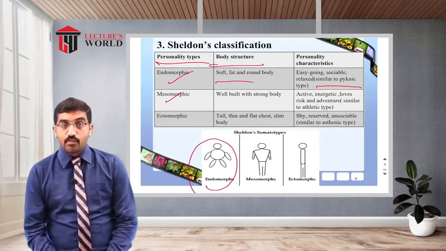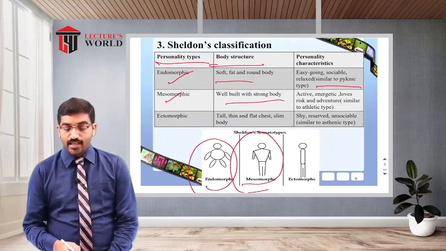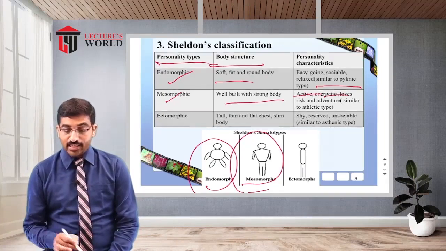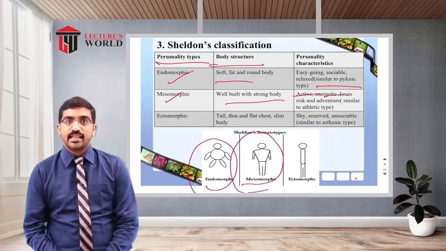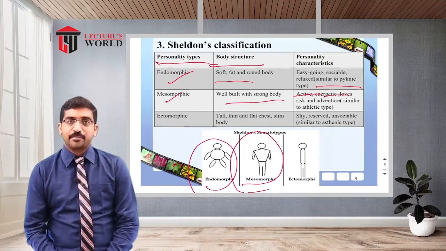Mesomorphic. Mesomorphic means like an athletic body. They have a very strong body and they are very active, energetic. They love the risk. They love taking risks, and they love doing adventures. Adventure trips, people come for adventure trips and all. So they always like athletic people only.